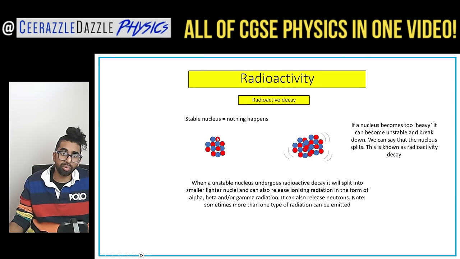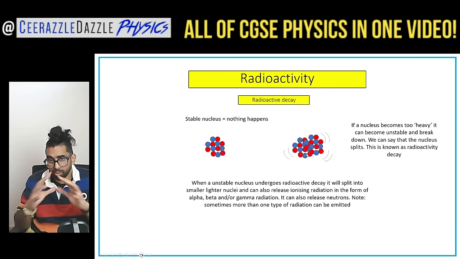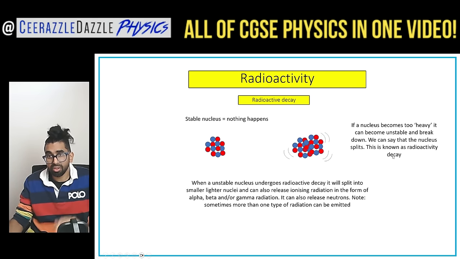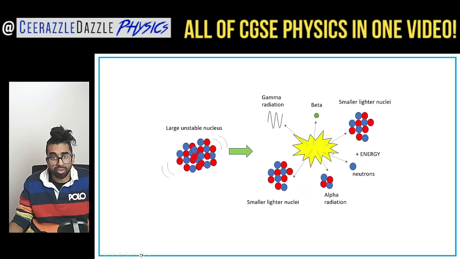Radioactivity, right. So first of all, let's say we have a nucleus of an atom over here. First of all, the nucleus is stable. Nothing will happen here. It's just stable, like most of the stuff around us. But if the nucleus becomes unstable, usually when it's too heavy, what happens? It will break down, and this is known as radioactive decay. In a decay process, the large unstable nucleus can break down and become two smaller pieces. And sometimes you might get alpha radiation coming out, beta radiation coming out, gamma radiation coming out, or neutrons. Sometimes only one of them, but I've drawn all of them over here. And energy is released in this whole process. So when a decay process happens, we get all of these things possibly coming out.